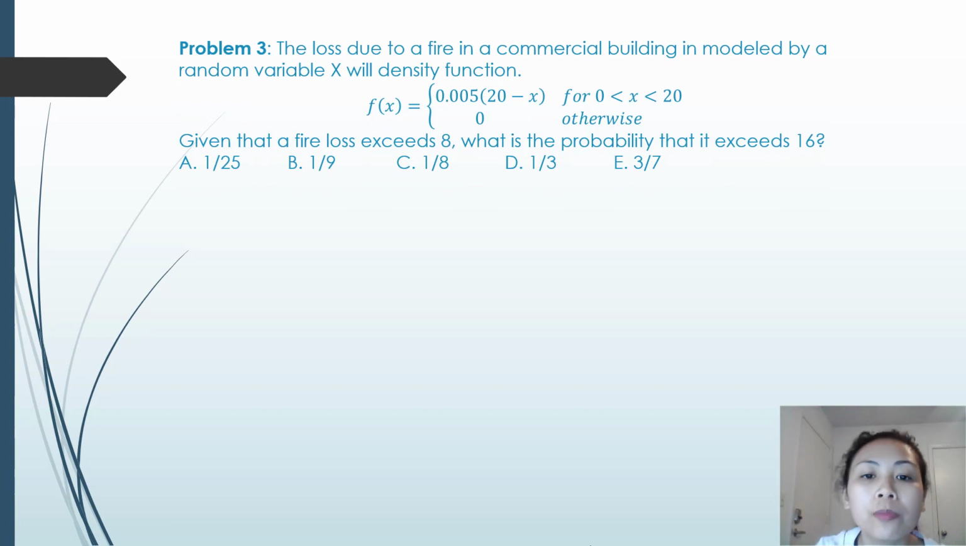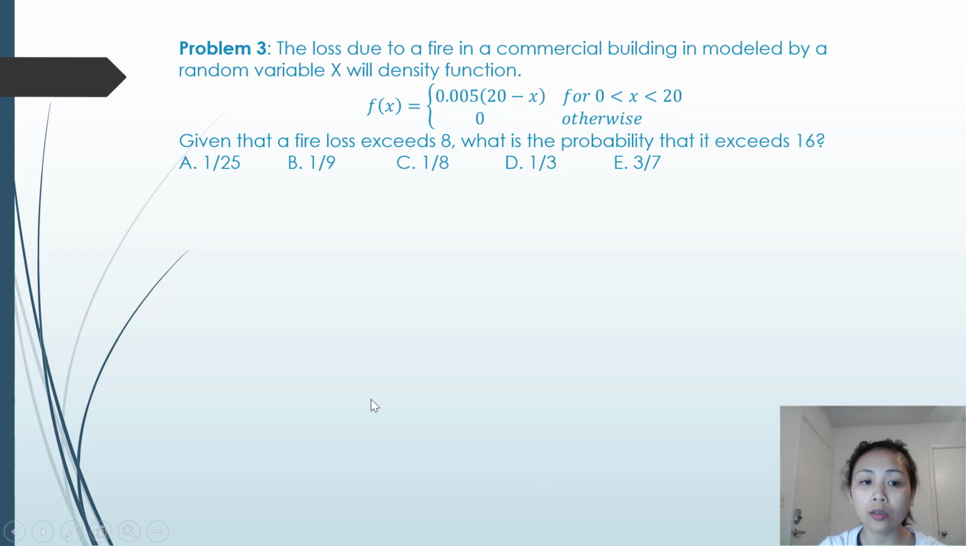So now we go to problem number 3. The loss due to a fire in a commercial building is modeled by a random variable x with density function f of x equal to 0.005 times 20 minus x for x between 0 and 20, or 0 otherwise. Given that a fire loss exceeds 8, what is the probability that it exceeds 16?